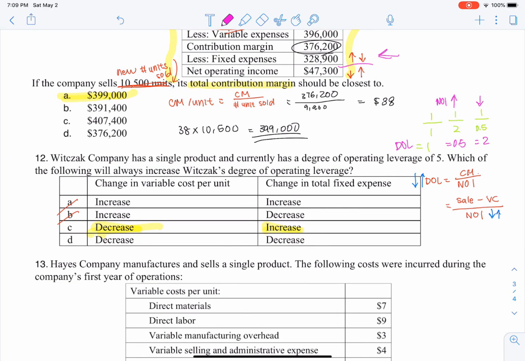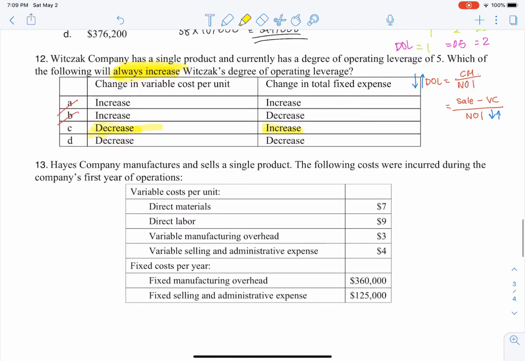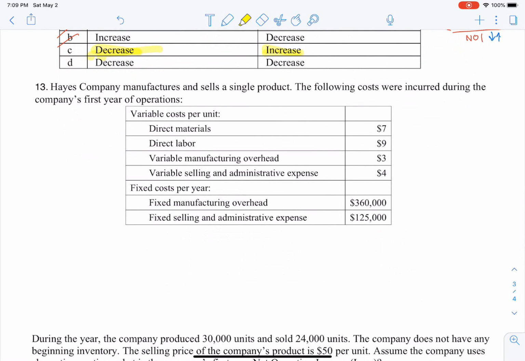We're going to decrease our variable cost per unit. That also leads to an increase in degree of operating leverage, and changing total fixed cost, we just increase it. We also are going to increase the degree of operating leverage, because the question asks for always increase. So the only correct answer is C. Move on to number 11.